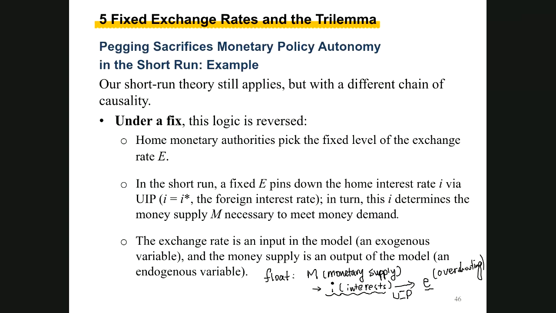Whereas under the fixed exchange rate regime, we reverse the policy tool. We peg the E. In order to peg the E, I need to pin down my I, right? And this is because of UIP or interest rate parity. And then because I want to pin down I, I need to pin down M. Okay?